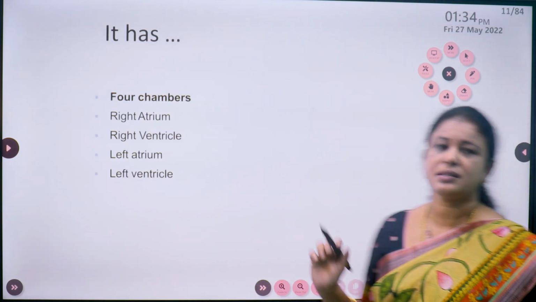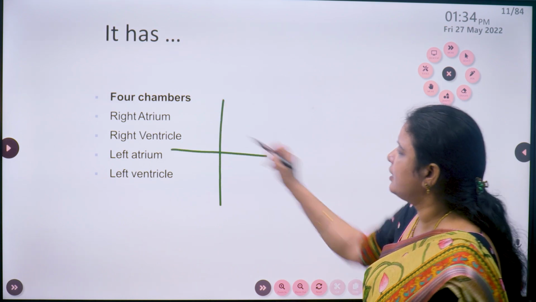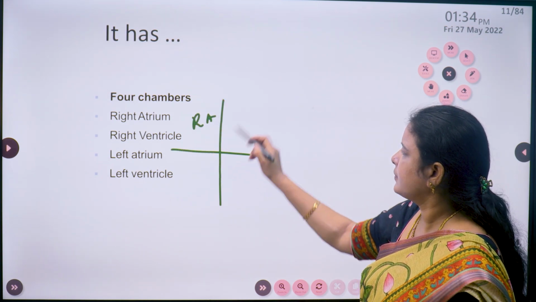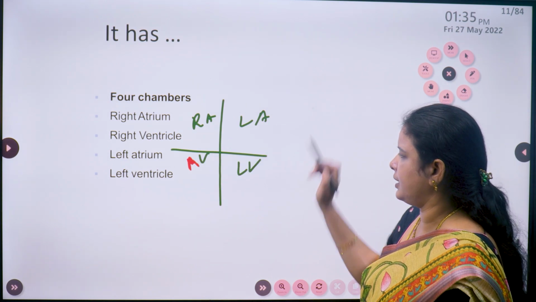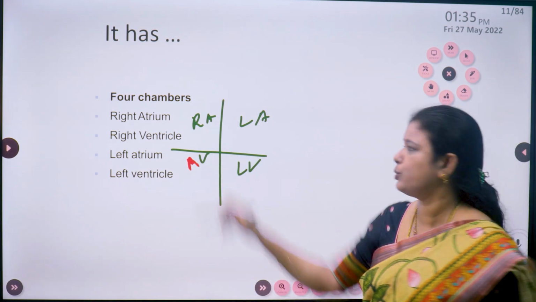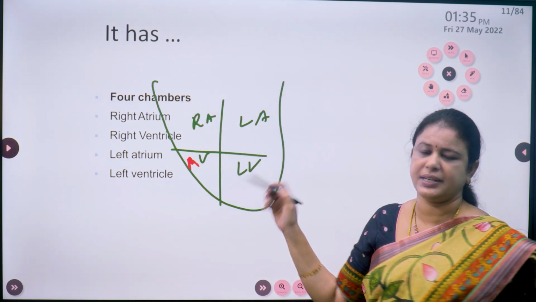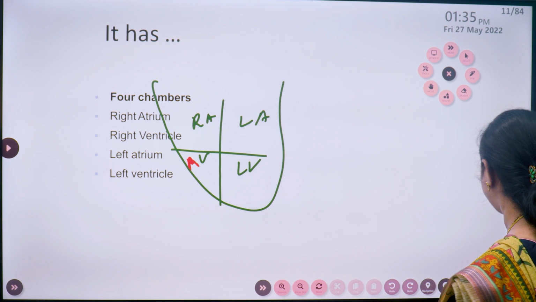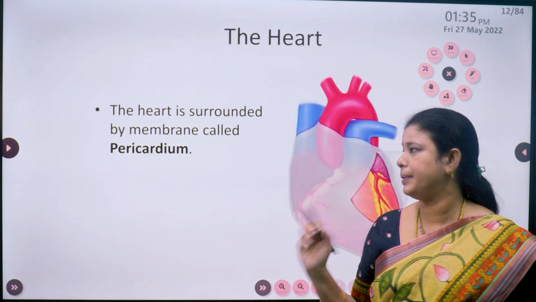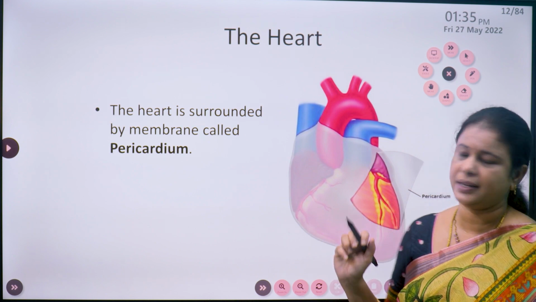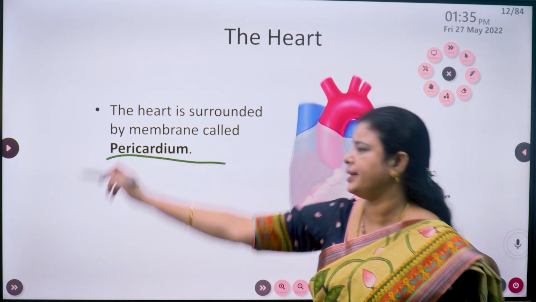So the heart has 4 chambers. What are they? Right atrium, left atrium, right ventricle, left ventricle. The heart is surrounded by a membrane called the pericardium. The covering layer of the heart is called the pericardium.